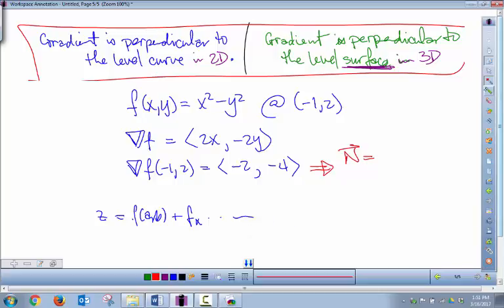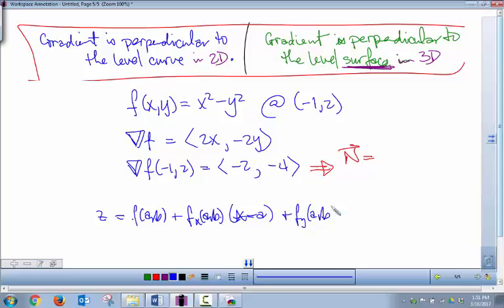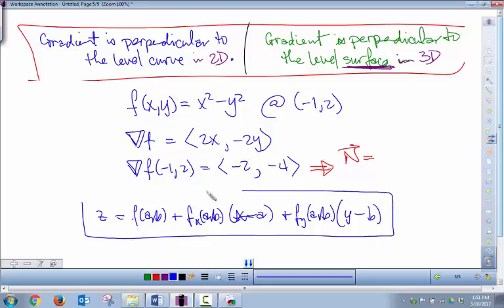All right, well, let me finish this formula here. fx ab times x minus a plus fy ab. But the idea that this is a normal vector, right? Well, this is not the normal vector, but this is the equation for the tangent plane. This is the formula that we came up with. But I'm interested in actually just finding the normal vector, because I want to compare the normal vector.